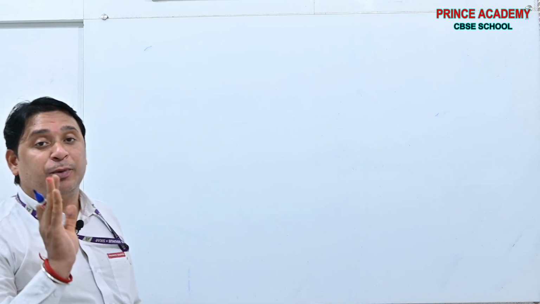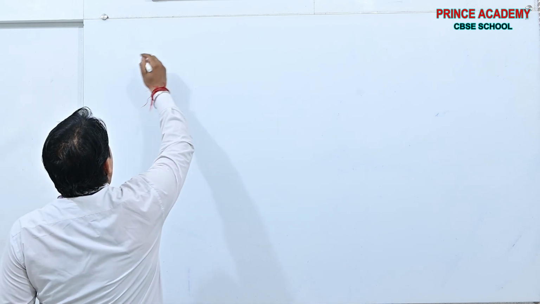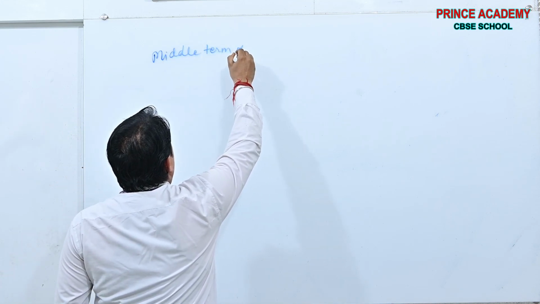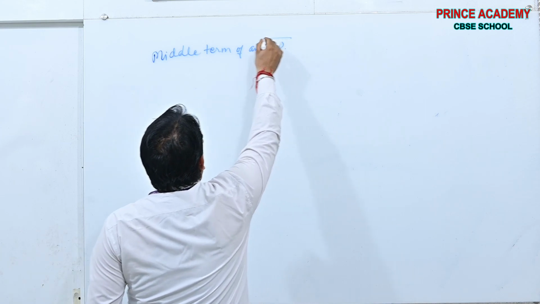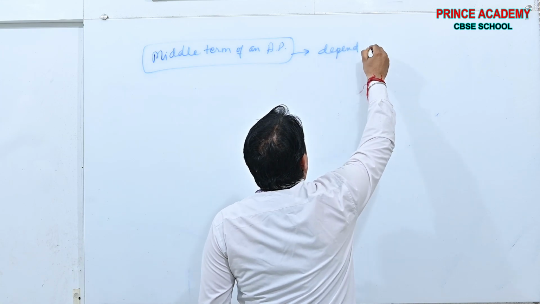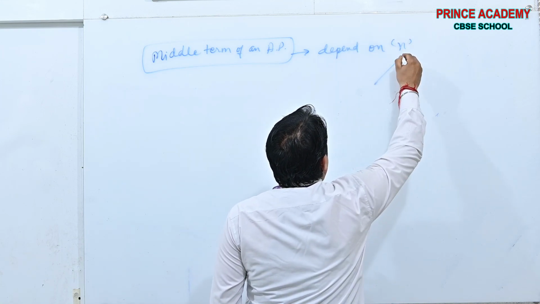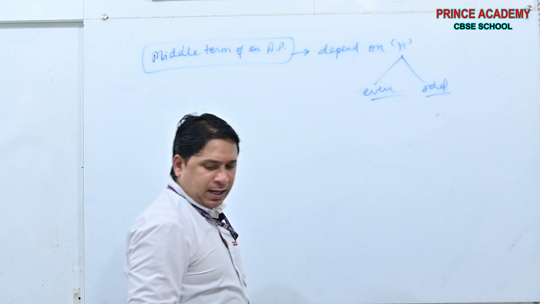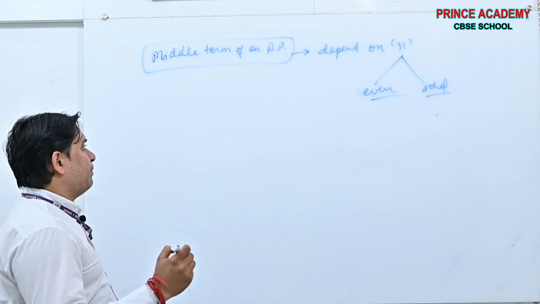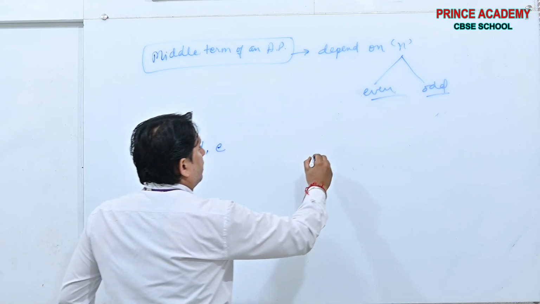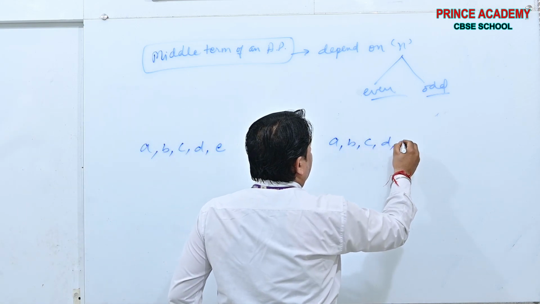See beta, let me explain you the concept of middle term. First, we will discuss the concept of middle term of an AP. Middle term of an AP depends on the n, whether it is even or odd. Let me give you an example. See beta, a, b, c, d, e. a, b, c, d, e, f.